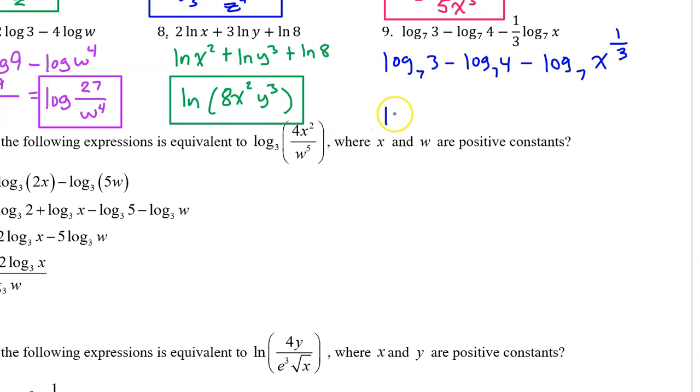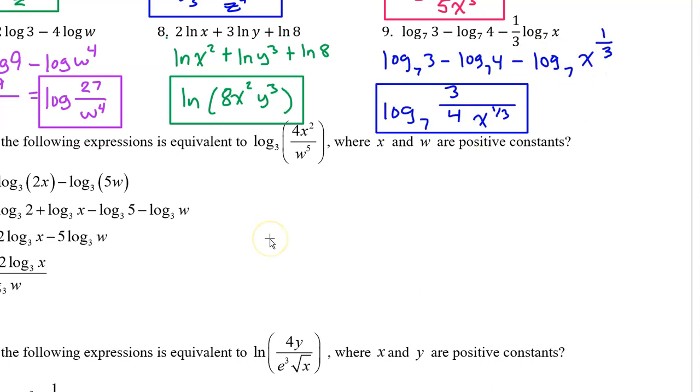Now we can rewrite these as a single log. So this will be log base 7. The 3 will go in the numerator because this is a positive term. The 4 will go in the denominator because this is a negative term. And x to the 1/3 power will go in the denominator because it comes from a negative term. So that's it for number 9.